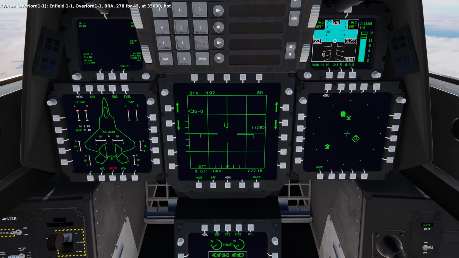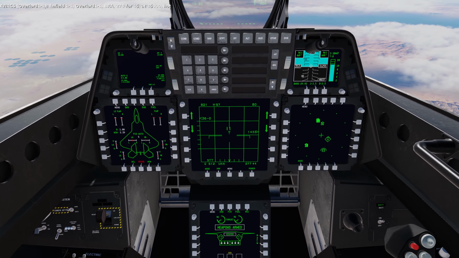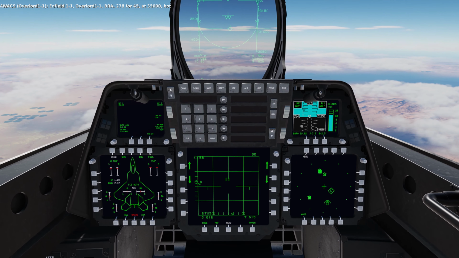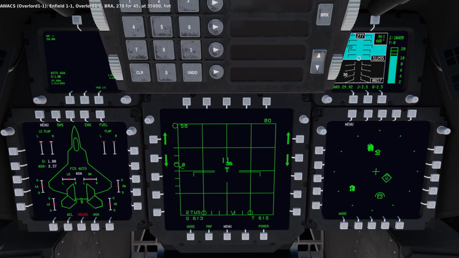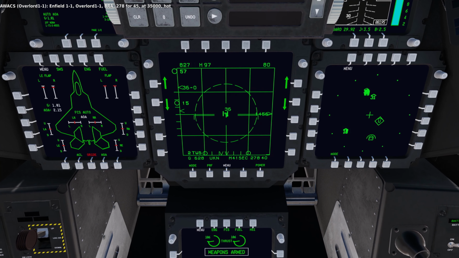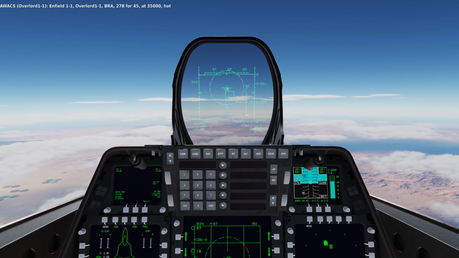Overlord 1-1. Bra 278 445 at 35,000 knots.